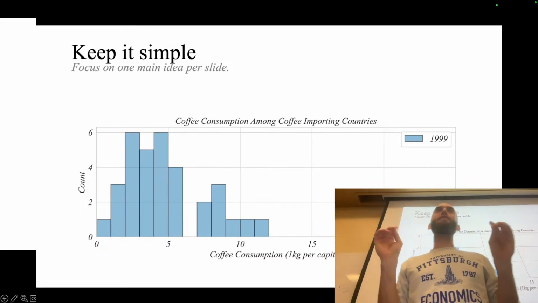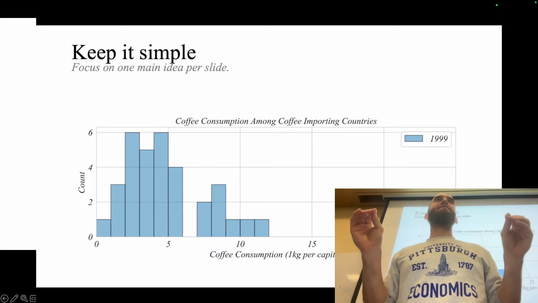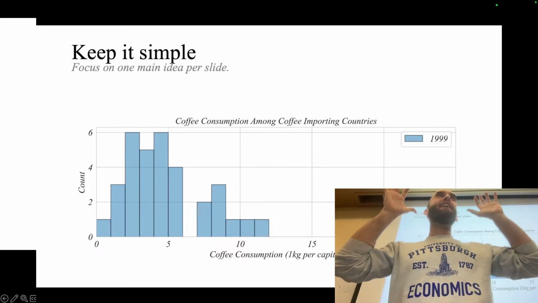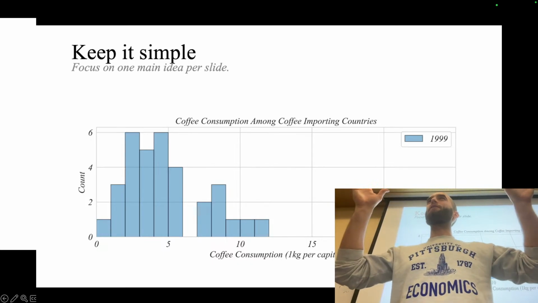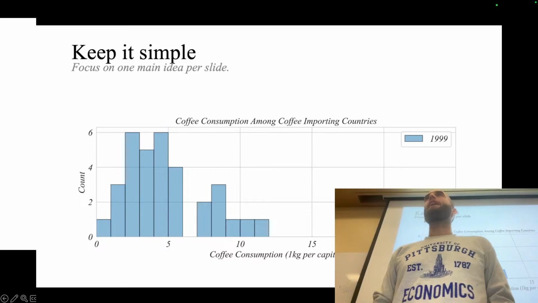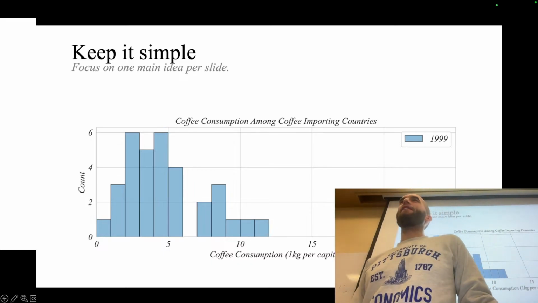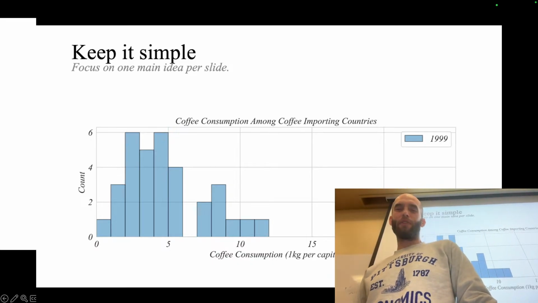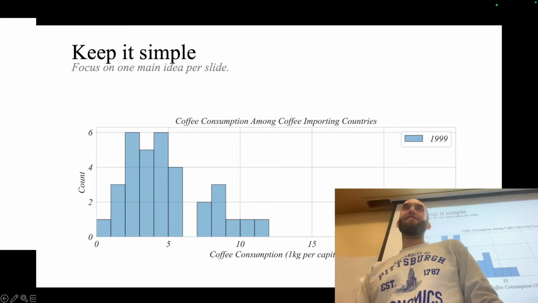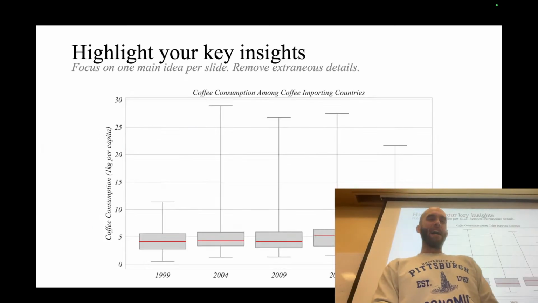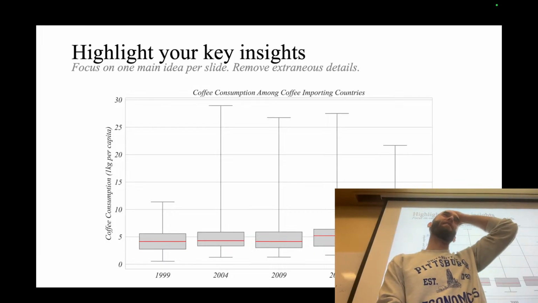I want you to focus on one main idea per slide. So I'm giving you more information about my main point, which is in bold letters at the very top in large text, with some supporting evidence. And then I have a nice little figure on the screen. You'll remember this one. This is the histogram of coffee consumption per capita in 2019, or 2000, sorry, whatever that year is. So that's the first slide. Keep it very, very simple.